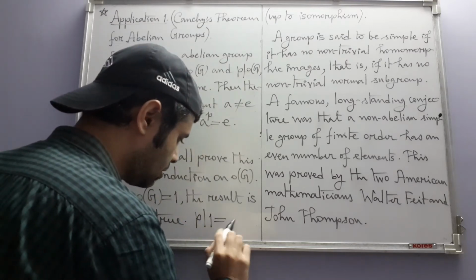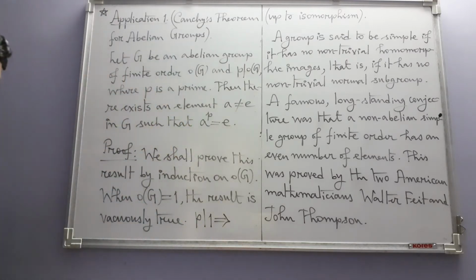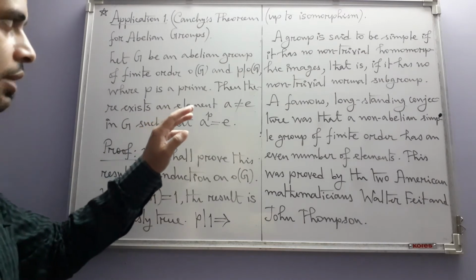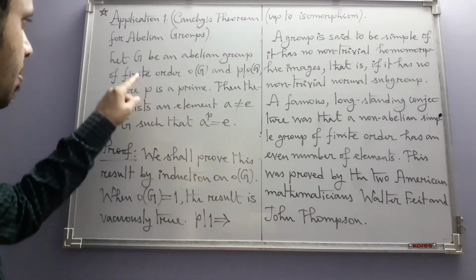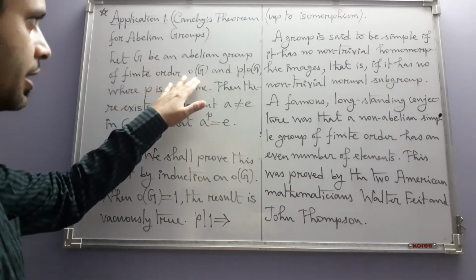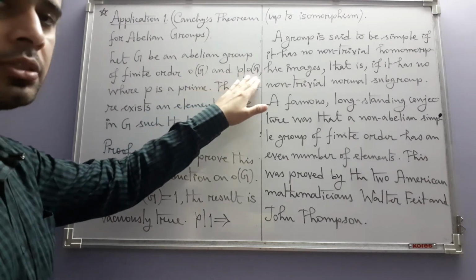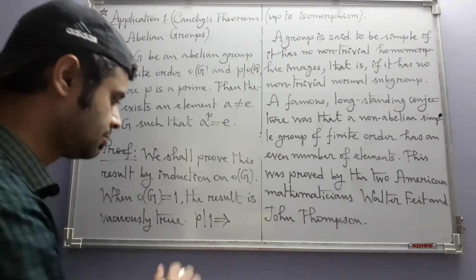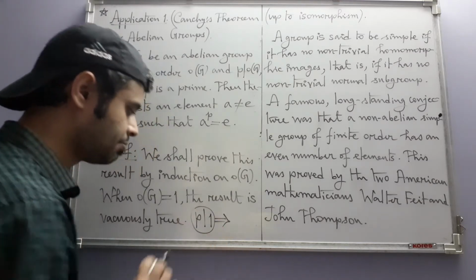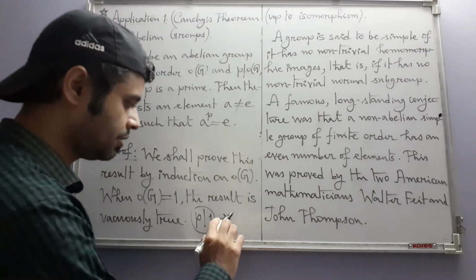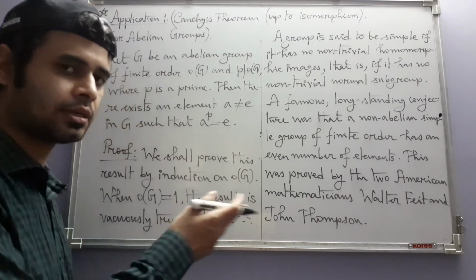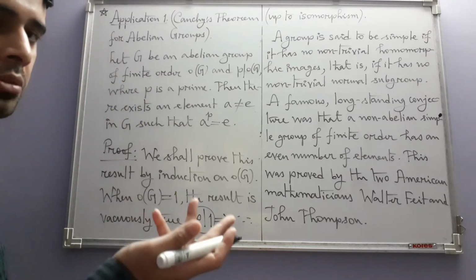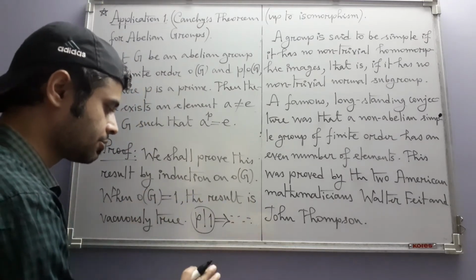And our result is what? Our claim is, after all, an implication. If G is a finite group and P divides order of G, then something happens. That means this is the hypothesis, and we have a conclusion that there is a non-identity element whose pth power is identity, so and so.